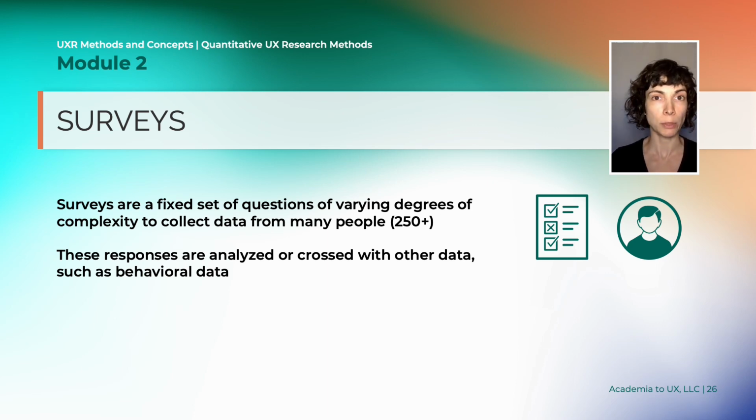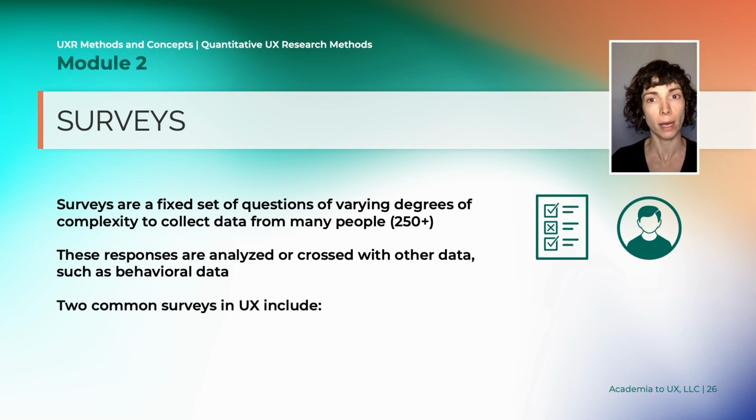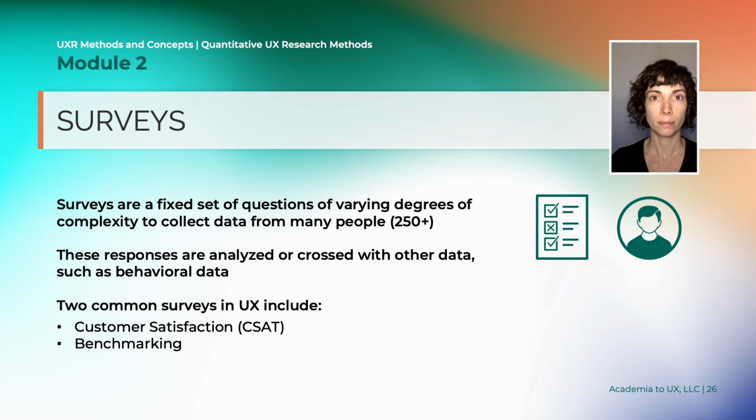Surveys can be used to capture user needs early in a concept ideation of a product, assess people's attitudes towards a competitor product, or capture user sentiment and satisfaction with an existing product. There are two very common types of quantitative surveys utilized in UX. They include customer satisfaction, or CSAT, and benchmarks.